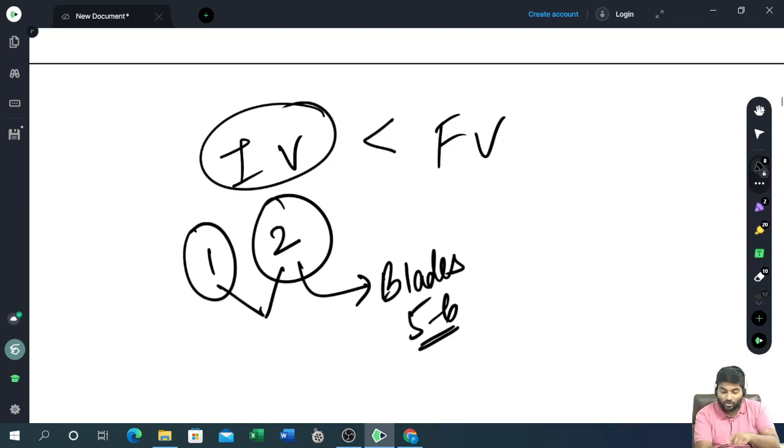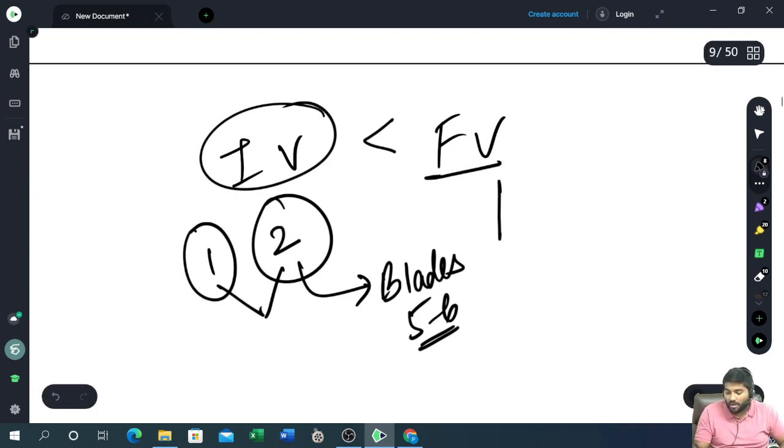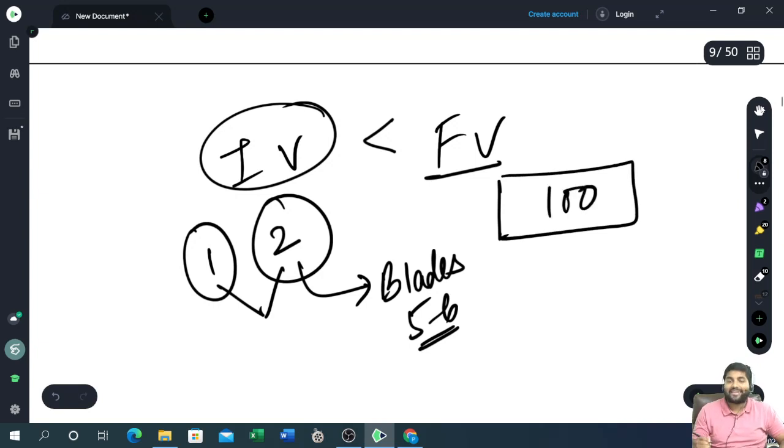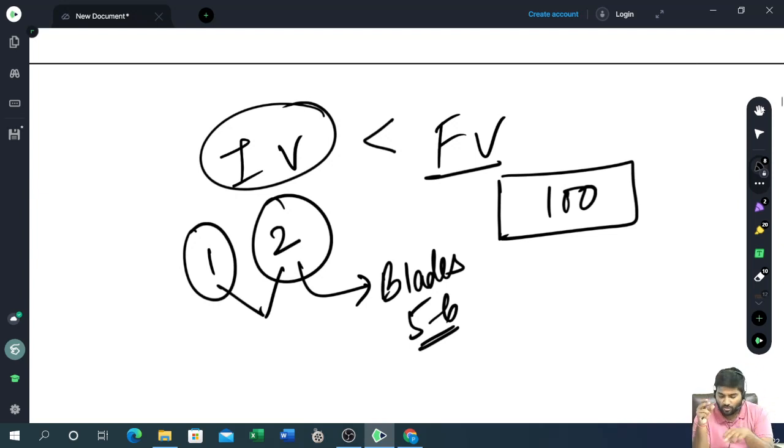Okay. So, what is face value? A 100 rupee note carries face value 100. But is it actually 100 rupees? The answer is no. It's a sort of paper currency or maybe cotton currency. Some say it's made of cotton. So, whatever is the thing, it's not actually valued 100 rupees, but its face value is 100. So this is the difference between face value and intrinsic value.